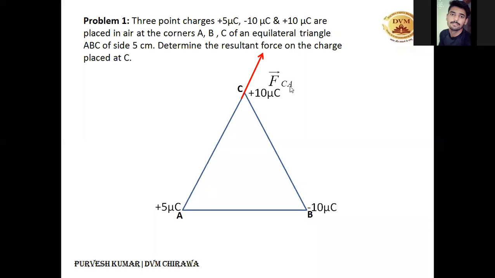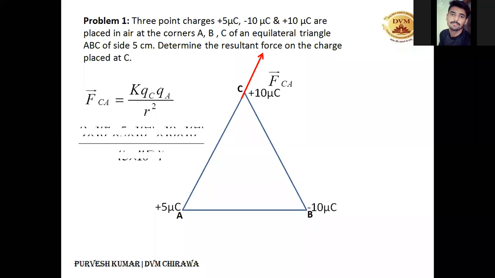And we all know by Coulomb's law, the force between two charges is given by K QA QB upon R square. So it is QC, the charge placed at C, multiplied by QA, the charge placed at A, upon R square, and K is our constant. The value of K for vacuum is 9 into 10 to the power 9. Solving it, in place of K I write 9 into 10 to the power 9, in place of QC, 10 into 10 to the power minus 6, and in place of QA, 5 into 10 to the power minus 6, divided by R square, that is AC square.